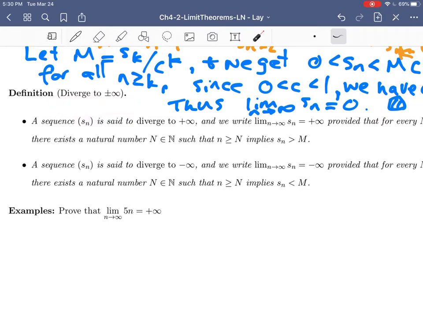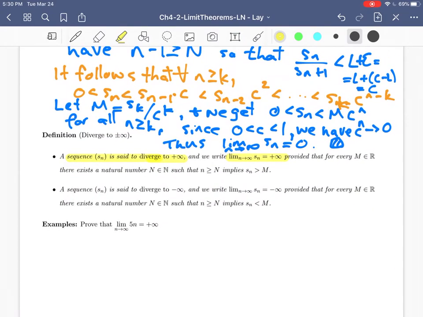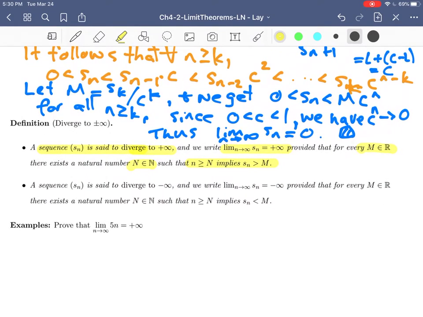A sequence s sub n is said to diverge to positive infinity, and we write that the limit is equal to positive infinity, provided that for every single choice of m in the reals, there exists a natural number N such that whenever we are further along in the sequence, then our sequence value is going to be larger than m. So no matter what real number you come up with, once you get far enough down in the sequence, all the values are going to exceed that value of m.